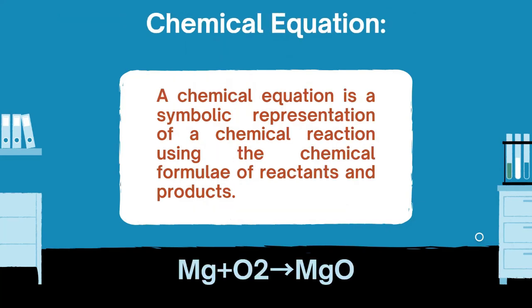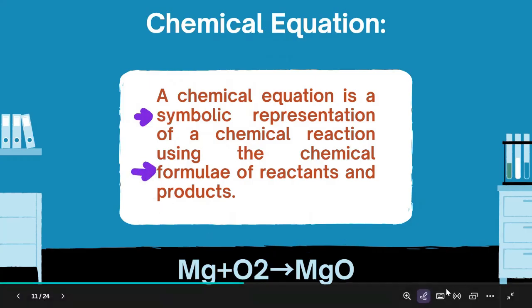Now let's move forward and understand chemical equations. A chemical equation is a symbolic representation of a chemical reaction. And to symbolize it, we use chemical formulae of reactants and products. So, students, we learned one reaction, right? What reaction was that?